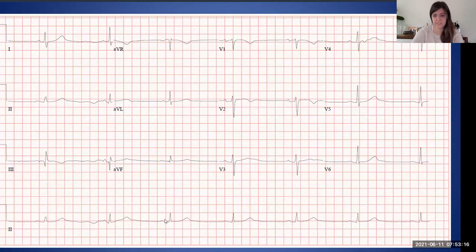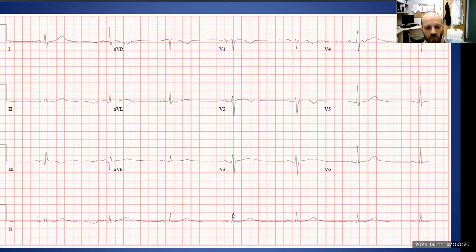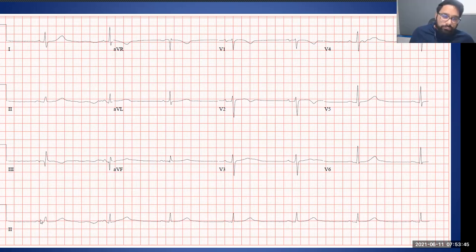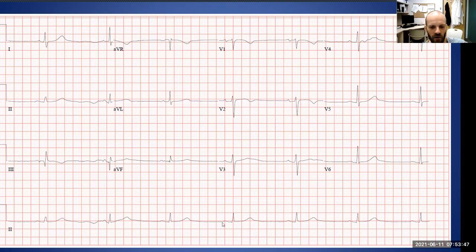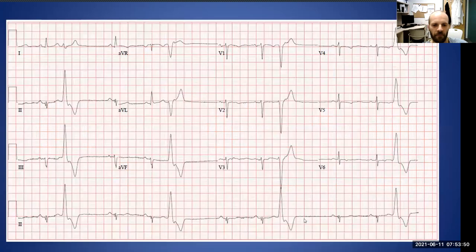All right, what's going on here then? So we said that this was slow. We said that the QRS complexes were narrow. We said that there's a one-to-one relationship between the P waves and the QRS complexes. The PR interval was at the upper limit of normal, but it was probably okay. So what rhythm's this then? Is this a sinus bradycardia? Yeah, this is a sinus bradycardia. Absolutely right. So it's slow, but it's in a sinus rhythm, sinus bradycardia.